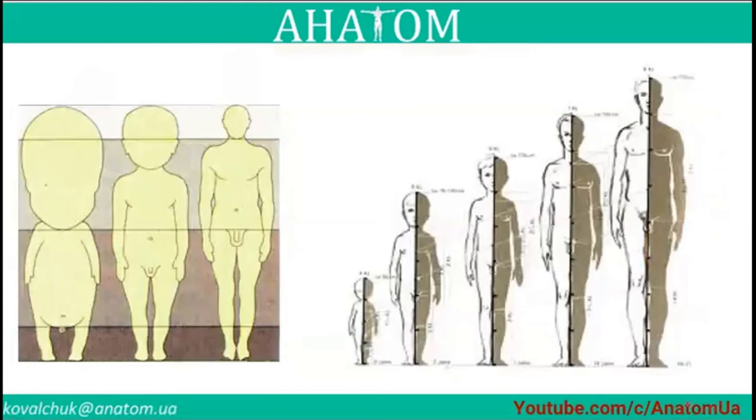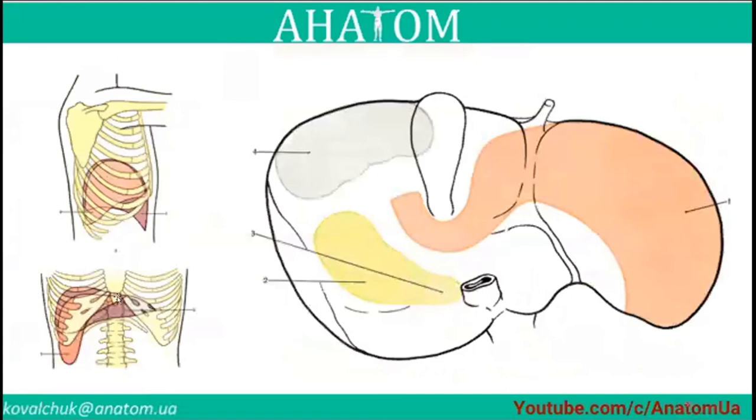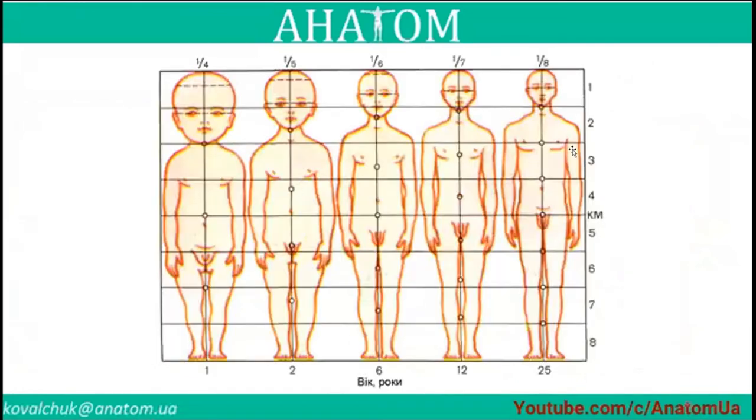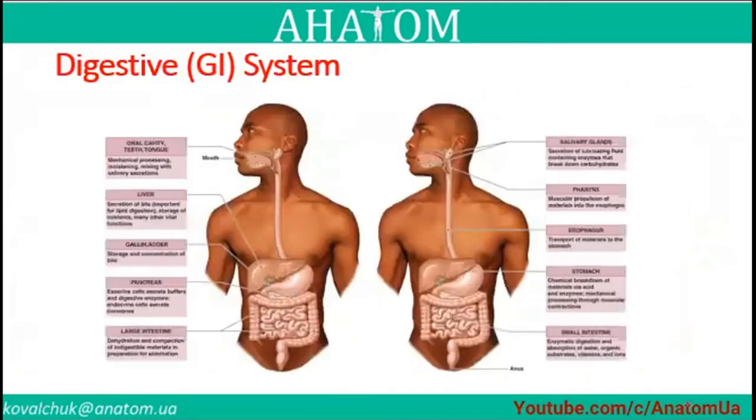A very important moment is the structure of the internal organs at different ages. For example, the liver in the adult, but the liver in a newborn takes up half of the abdominal cavity, a very big size of the liver in the abdominal cavity. At different ages, the form and structure of internal organs change in different cavities and in different systems.